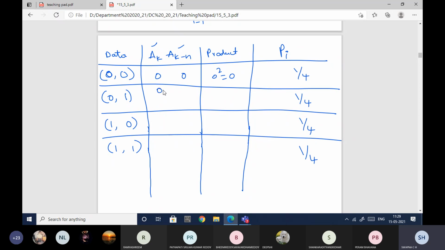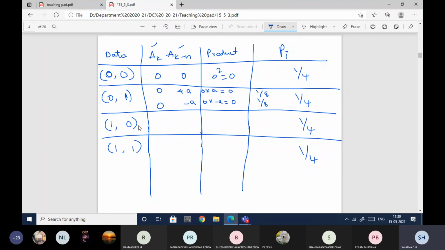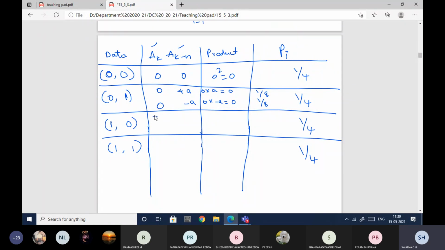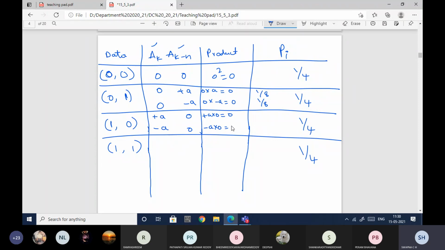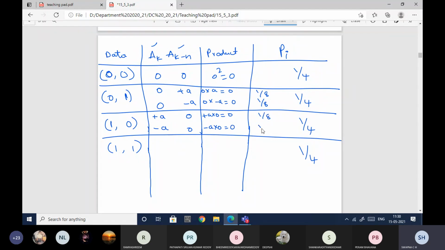Now let us see 0, 1. The first one can be 0. So if the first one is 0, the next one can be either plus A or minus A. So 0 into plus A will be equal to 0, 0 into minus A will be equal to 0. And the probability here will be 1 by 8, and here also 1 by 8. In the same way, this 1 can be either plus A or minus A, and 0 will be 0 only. So plus A into 0 is equal to 0, minus A into 0 will be equal to 0. Here also the probability will get divided equally between these two events.